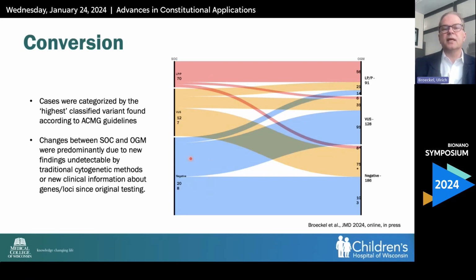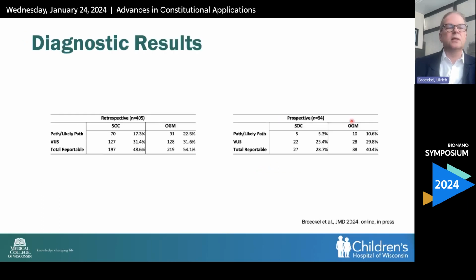And as you can see here, there are a few samples which were negative before that were recategorized to a variant of unknown significance. A few samples of likely pathogenic to pathogenic were also recategorized to variants of unknown significance. So you can see here the results for OGM and how this was recategorized.